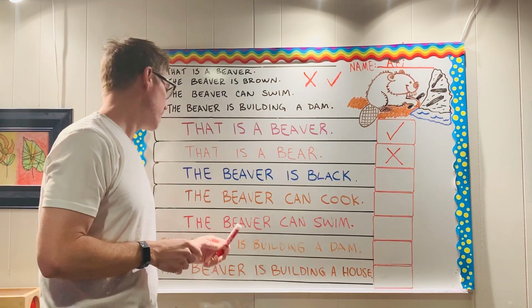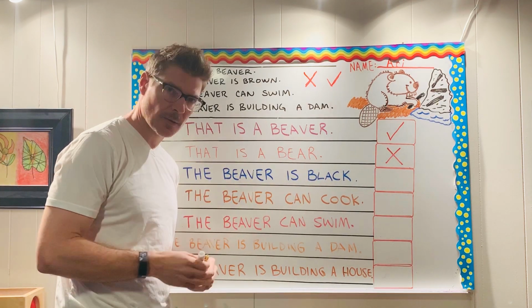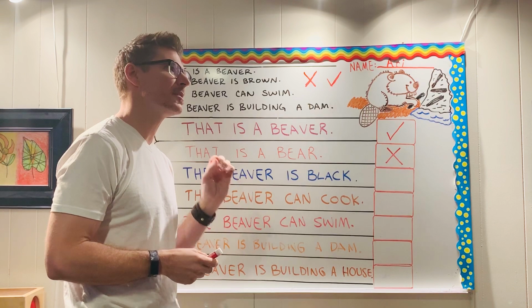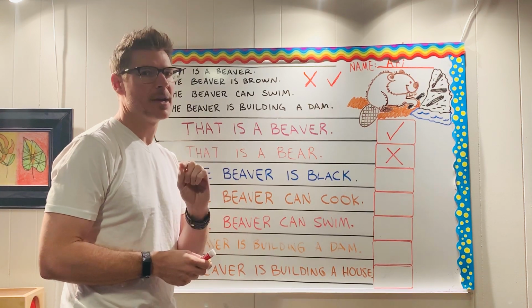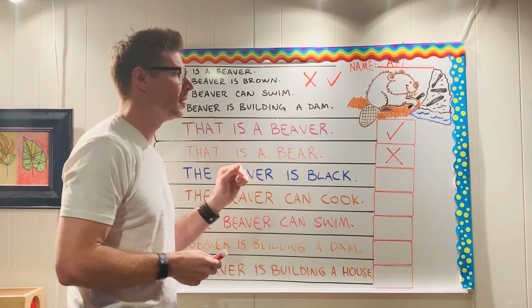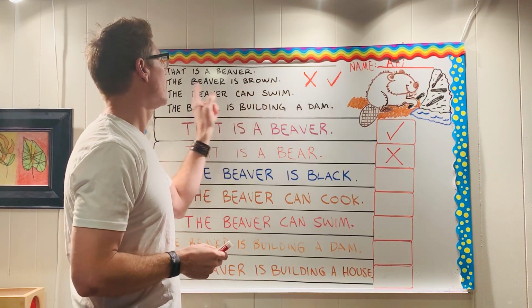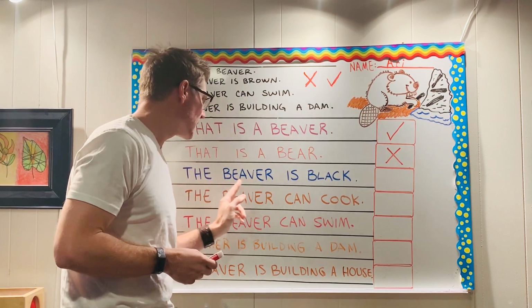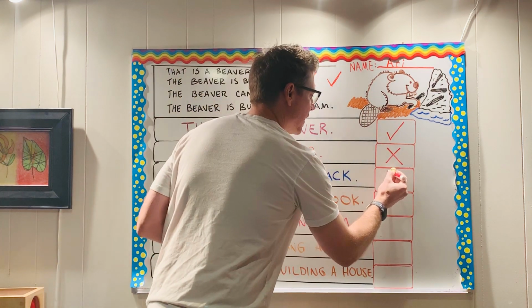Next one. The beaver is black. Okay, now I remember the story told us something about the color of the beaver. I'm going to check back just because I'm not sure. You might know, but I'm going to check back. Aha! Brown. The beaver is brown. And this says the beaver is black. That is not true. We heard in the story, it's a brown beaver.